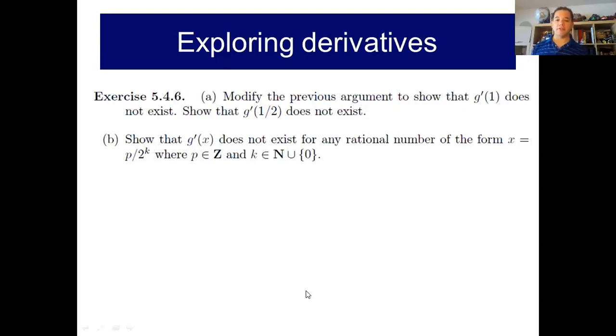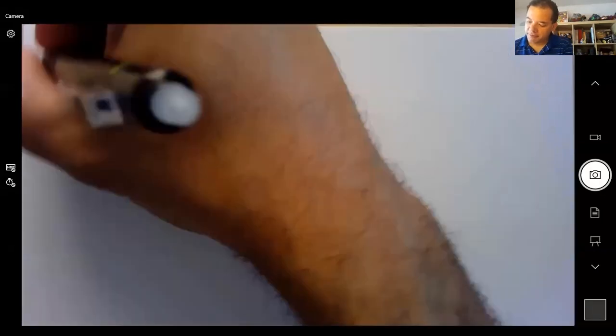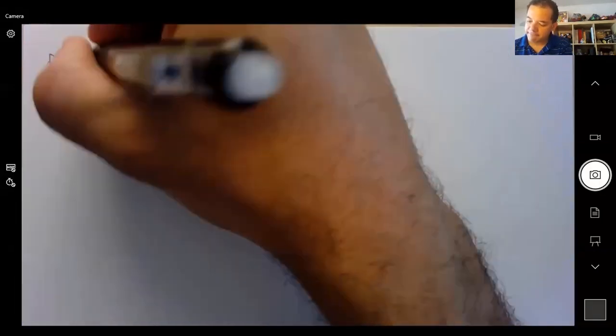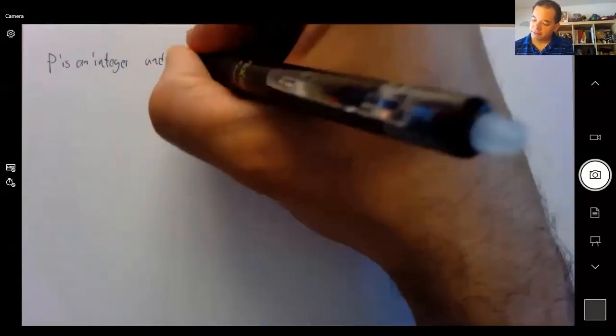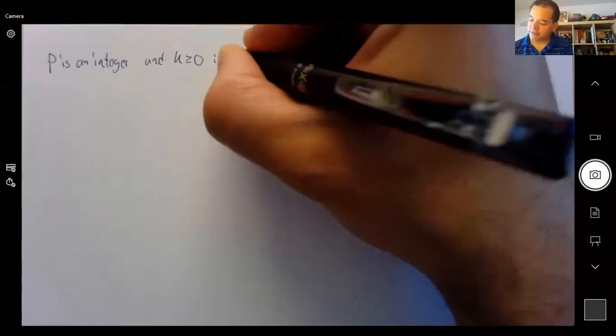So our strategy is going to be to calculate a slope when we add 1 over 2 to the m, just like we did for 0. Okay, so here we go. Let's go to the page. So we're going to try to do this. This is what we want to do. So first, p is an integer. And k greater than or equal to 0 is also an integer.